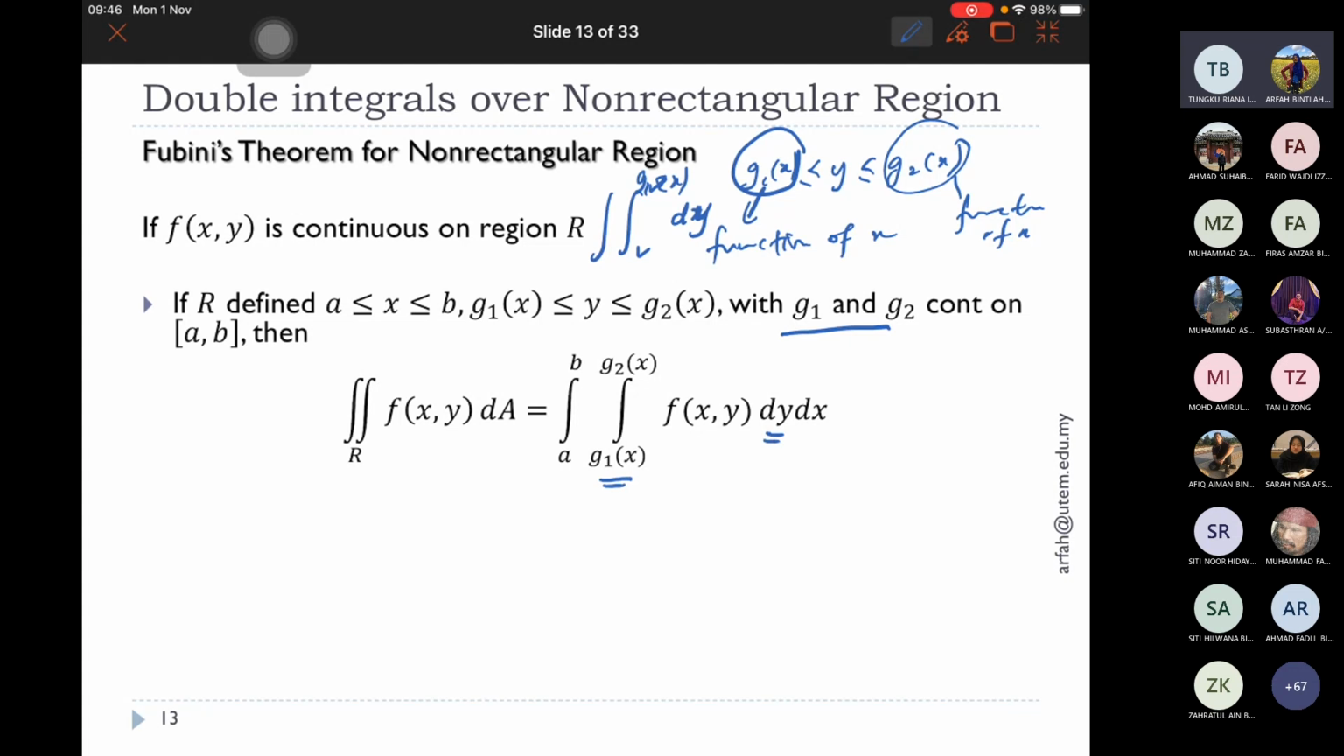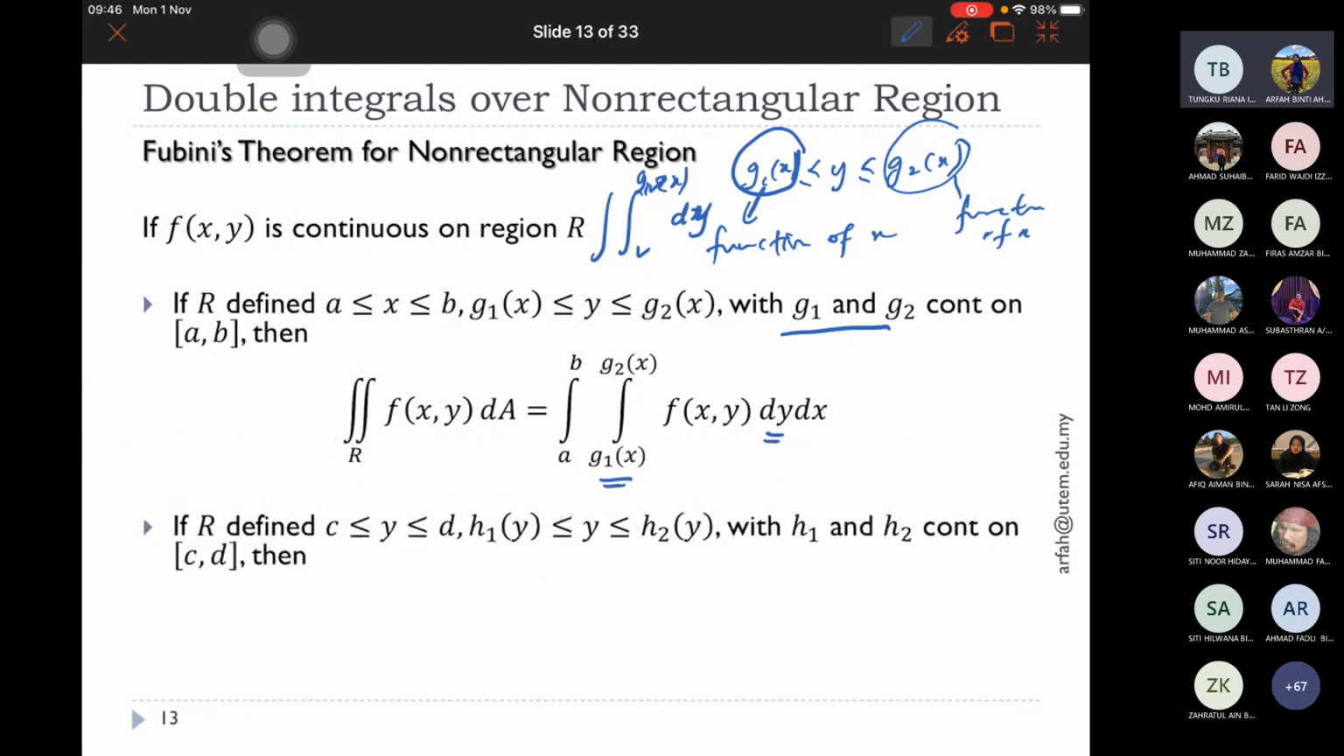And then we will solve the integration for x taking the value from a to b. So kita akan selesaikan y dulu, so nanti hasil integration akan dapat dalam sebutan x. Then only kita akan solvekan untuk x function.